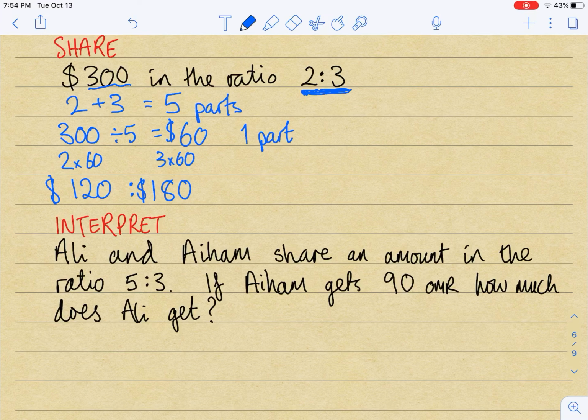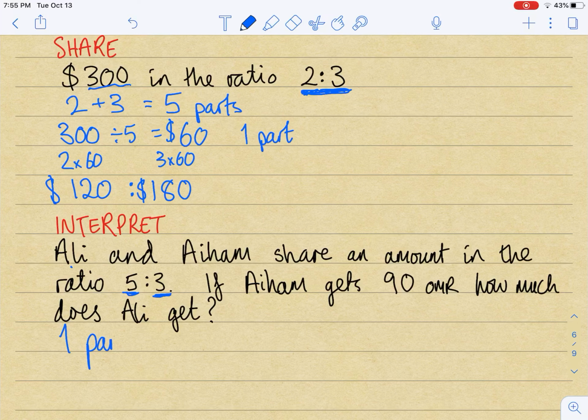Now, you won't always be given an amount and then told to share. You might have to interpret a ratio. So let's look at this question. Ali and Iham share an amount in the ratio 5 to 3. If Iham gets 90 Omani Riyals, how much does Ali get? So we need to think about what we're being told here. The ratio is always in order. So Ali is the first part here, 5. Iham is the second part here, 3. So if Iham gets 90 OMR, then he is the 3 parts.